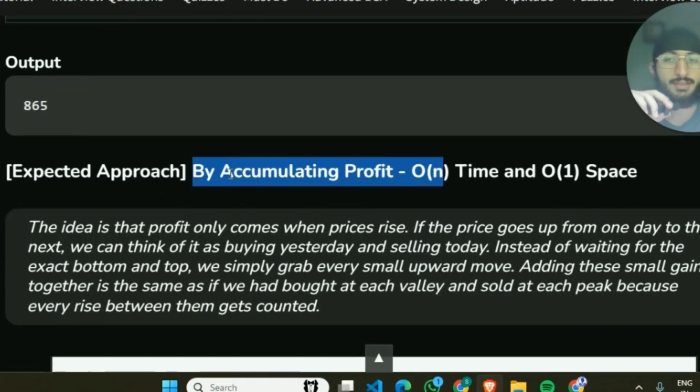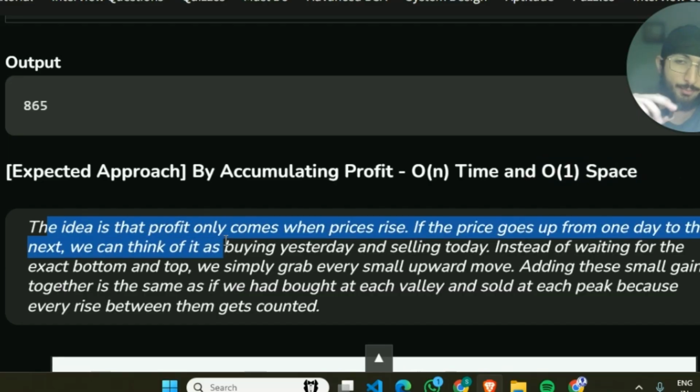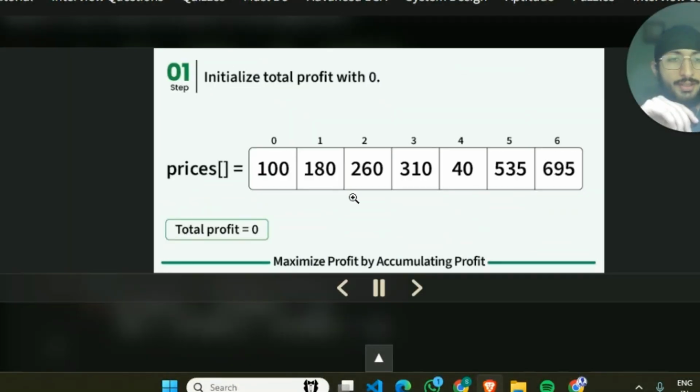Now by accumulating profit, this is another expected approach. It also takes time O of n and space O of 1. So the idea is that profit only comes when prices are rising, right? So if the price goes up from one day to the next, we can think of it as buying yesterday and selling today. Instead of waiting for the exact bottom and top, we simply grab every small upward move. Adding these small gains together is the same as if we had bought each valley and sold at each peak, because every rise between them gets counted, right? So let us see this approach.